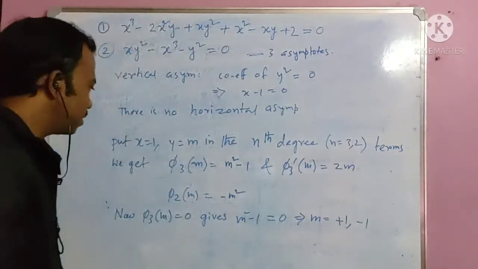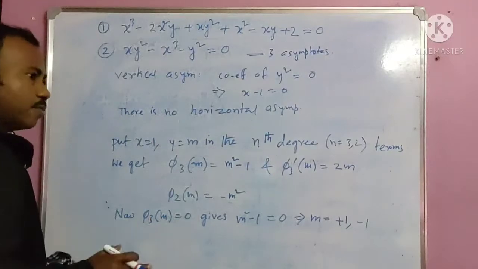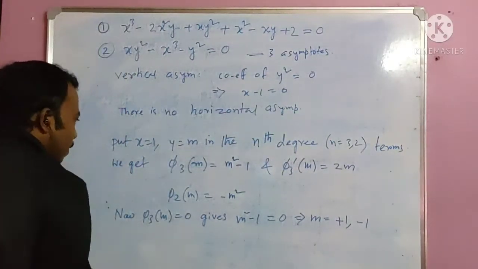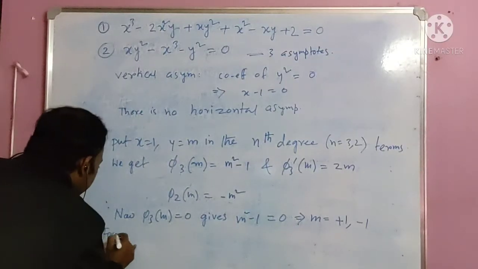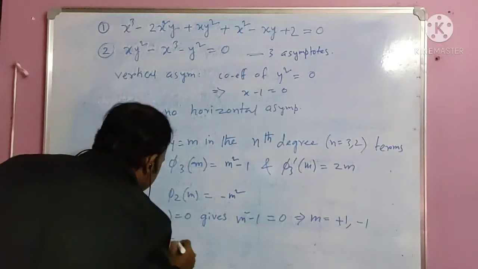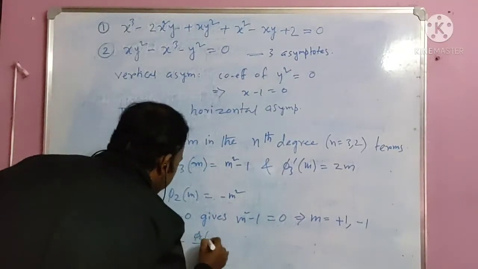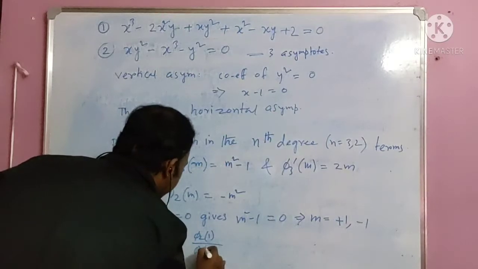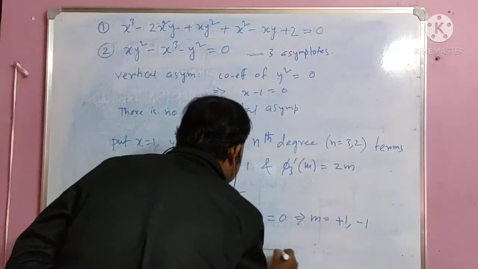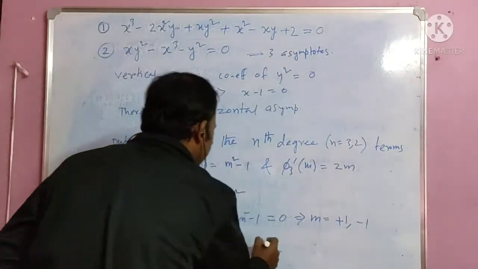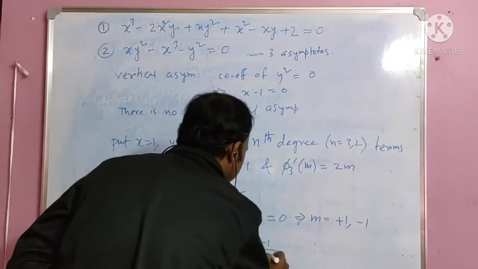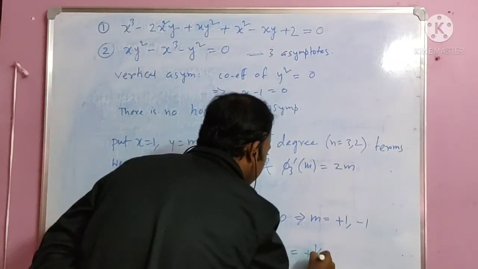Since there is no repetition, therefore we can use the first formula of C. Okay. For m equals to 1, C will be minus phi 2 1 over phi 3 dash 1. This will give you minus phi 2 1. Phi 2 1 is minus 1. Phi 3 dash 1. Phi 3 dash 1 gives 2. So this becomes plus half.